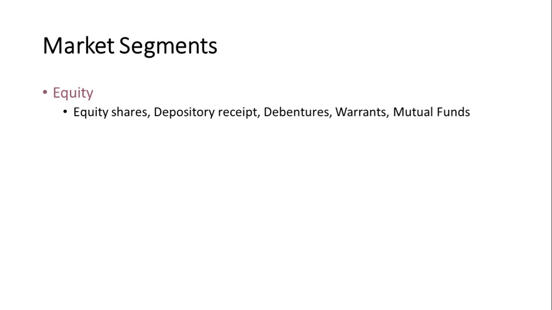Next one is a warrant. It's another type of debenture. It entitles an investor to buy equity shares after a specified time period at a given price, which means initially it cannot be issued with the securities, but after some time the warrants can be converted into equity shares. The next one, the popular brand, is called mutual funds.